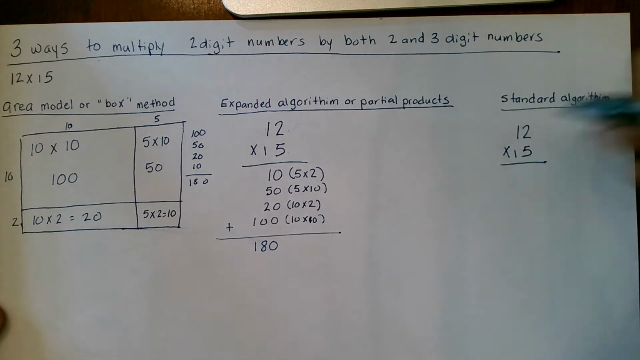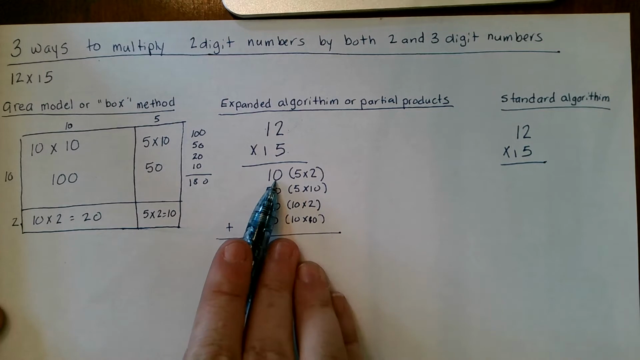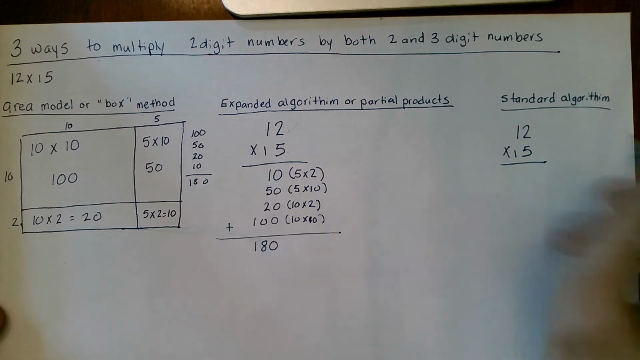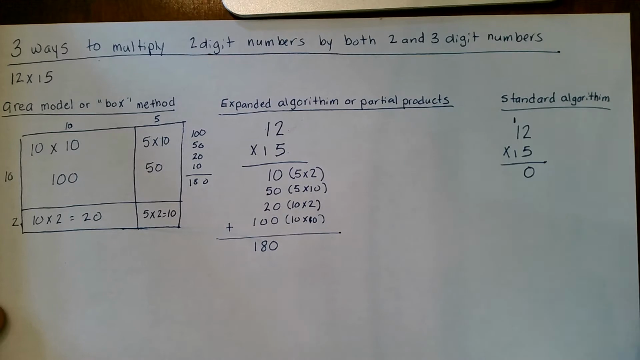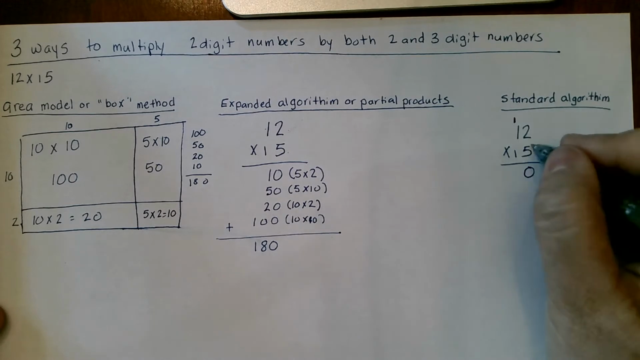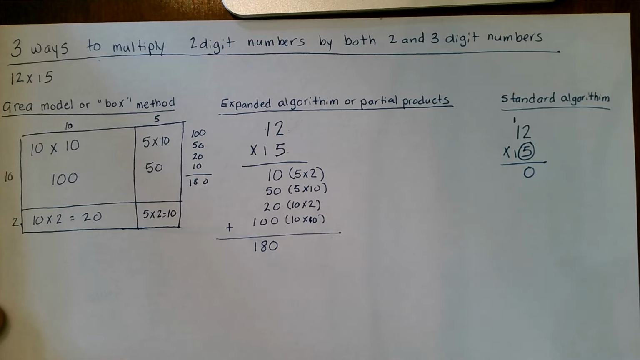So I'm going to do 5 times 2. Well, over here, we saw that was 10. But instead of writing it like this, we're going to have a 0 in the ones place, and we're going to carry our 1. Now, there is one other thing I usually tell them to do. I tell them to start by circling the ones place because this is where we're starting. We're starting with the ones place.